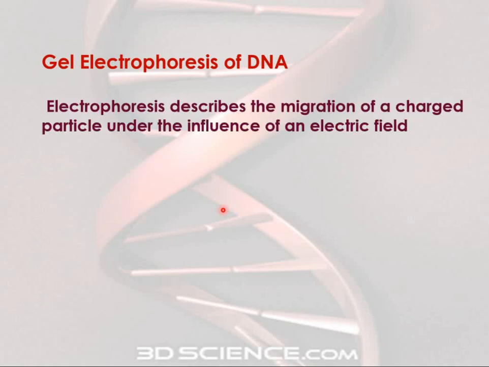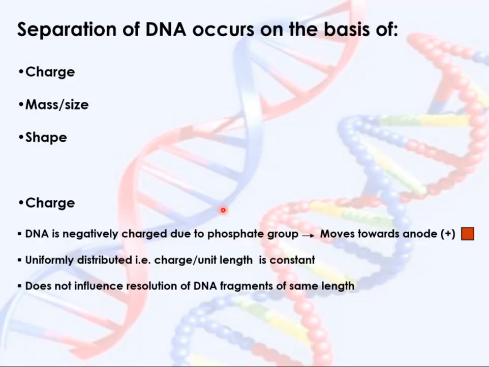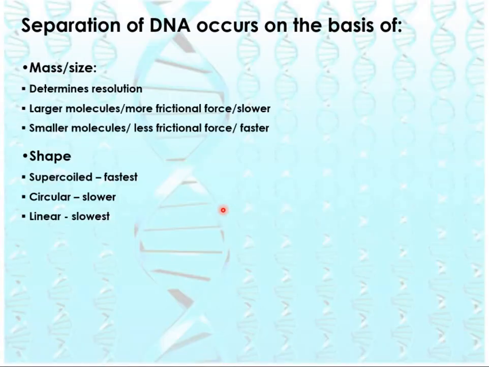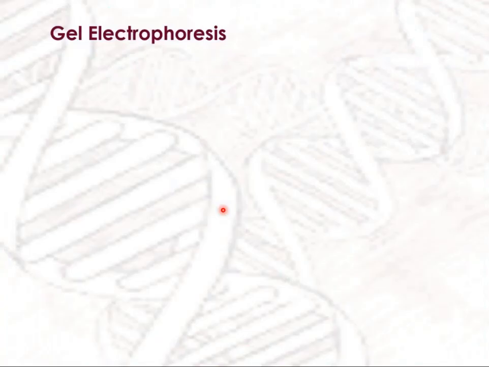Then I told you what DNA gel electrophoresis is, and it is of two types: agarose gel and polyacrylamide gel electrophoresis. The movement occurs because of charge, DNA being negatively charged, so the DNA migrates towards the anode, but actually the mass and the shape determine the resolution. A larger molecule faces more frictional force, thus it moves slower. Smaller particles face less frictional force, thus they move faster. It's like something moving in a sieve. So the bigger it is, the slower it moves, and the smaller it is, the faster it moves.